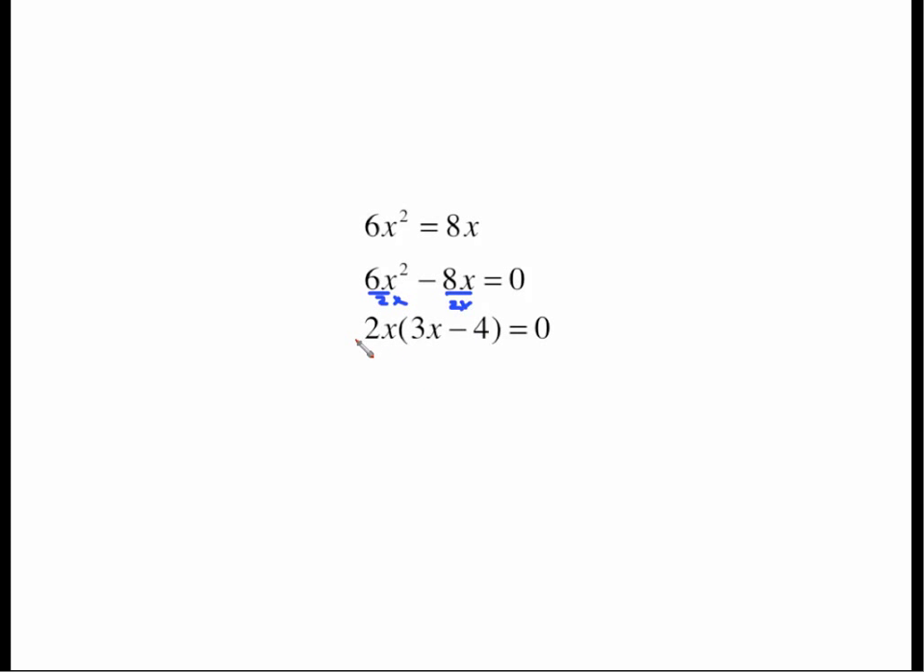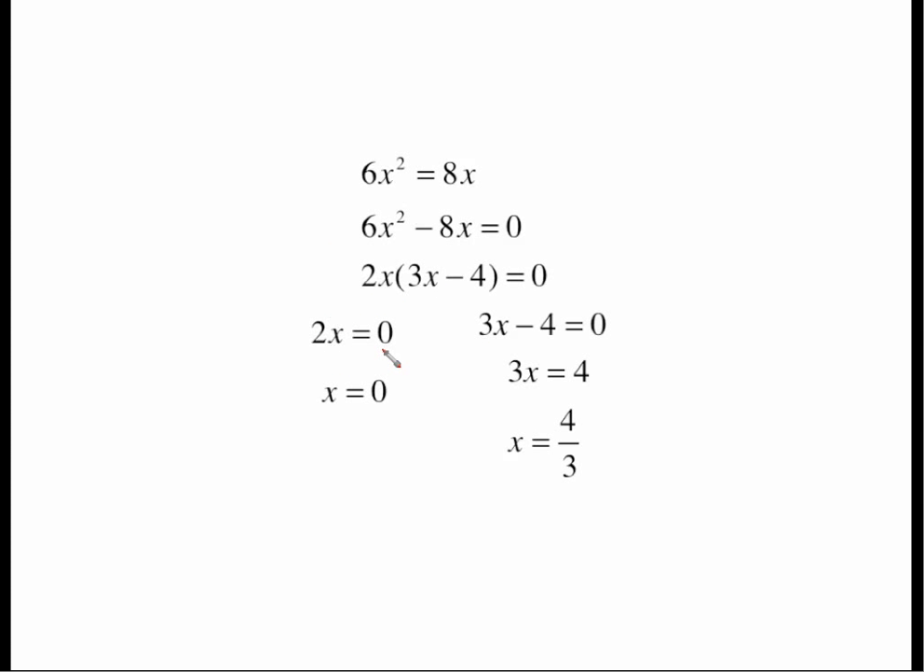You may think this doesn't look like the ones in the other video, but it is. It is something times something else equals 0. That means I can set that part equal to 0, and I can set that part equal to 0, which gives me 2x equals 0 and 3x minus 4 equals 0. To solve this, this is 2 times x, undo by dividing by 2. 0 divided by anything is still 0. This side requires a couple steps. Add 4 to both sides, then divide both sides by 3, which gives us x equals 4/3.